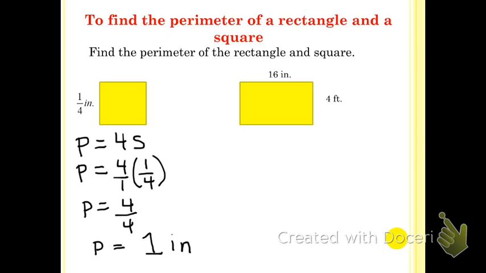Notice we would have gotten the same answer if we would have said 1/4 plus 1/4 plus 1/4 plus 1/4. That would also equal 4/4, which is equal to 1 inch.